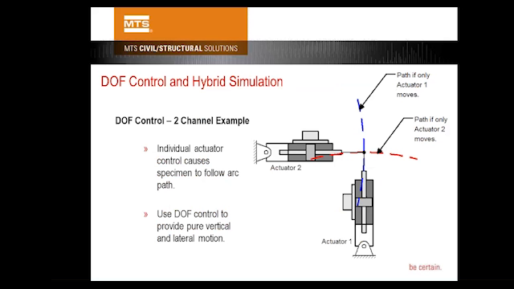Another trend is to use degree of freedom control to do hybrid simulation. You can see here there are two actuators. If you give a command only to this actuator, this does not move in a straight line; it goes along an arc, and the same thing goes the other way. So DOF control works in the global coordinate system. You give an X command, and then both actuators move to ensure a pure X direction motion. You give Y, same thing.